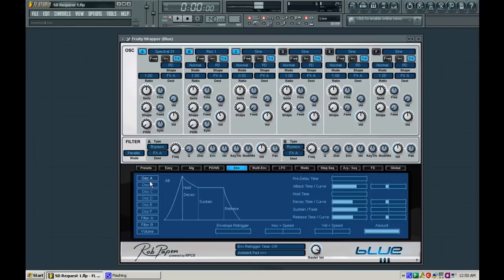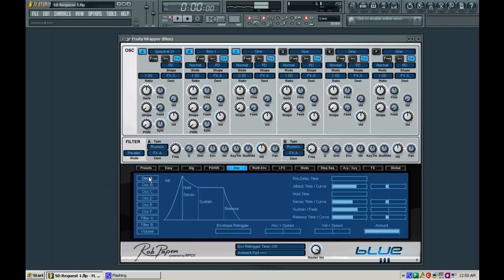So, I have oscillators A and B running the same volume envelope. And in Blue, I really like the fact that if you right-click over this envelope, you see I can copy, paste, or clear the envelope. So it makes it extremely easy to get the same envelope copied over several oscillators. And it allows you to do a few different things.